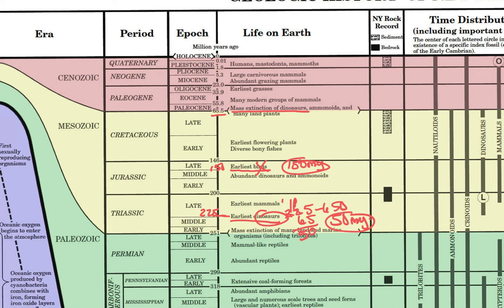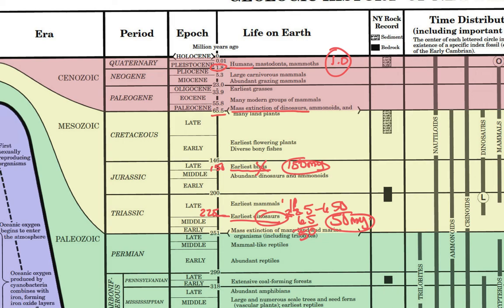Humans are way up here. Humans only have been around for about 1 million years. So, I think that our lovely humans are probably the winners at this point. And then let's just double check.